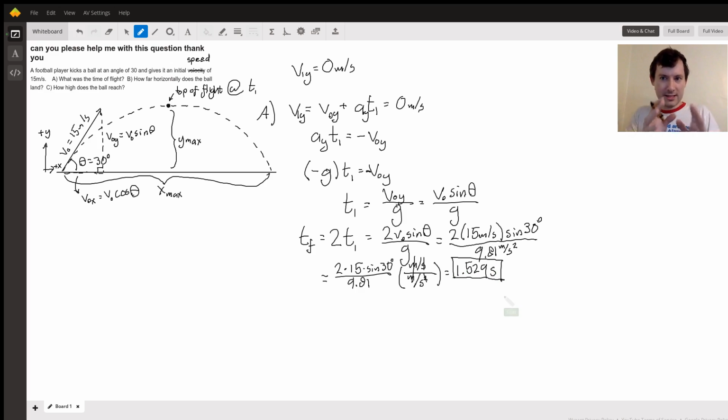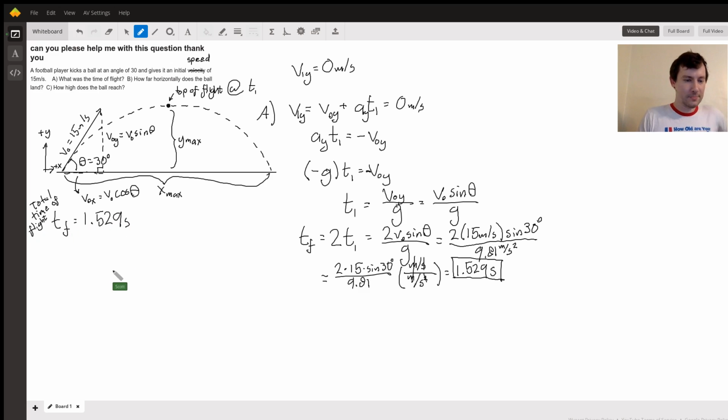Now, this is the key to everything. We have all of the information that we need to find the other two projectile motion quantities just fine. The total time of flight, TF, is 1.529 seconds. And then T1, the time at which the ball is at its maximum height, is half of the total time of flight. So let's just calculate that real quick.